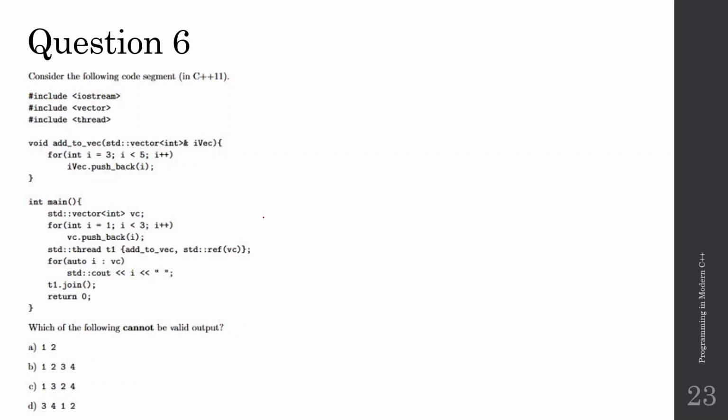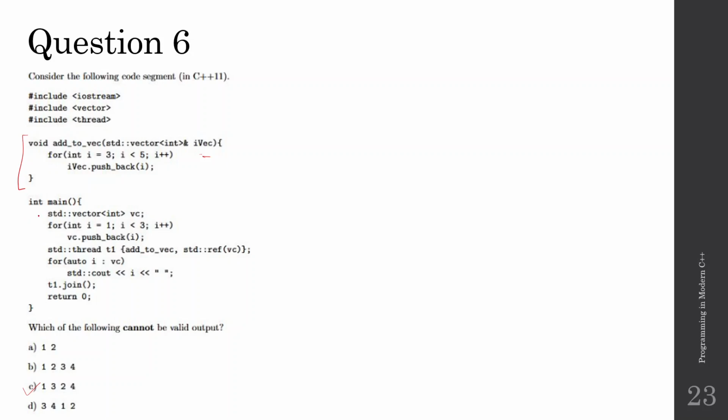Okay, so in this question, we have a function called add to vec. Sir, option C. Yes, option C is correct. There is another option also. So we have this function add to vec that adds the numbers 3 and 4. There is a loop I equal to 3, I less than 5, so it adds the numbers 3 and 4 into this vector.